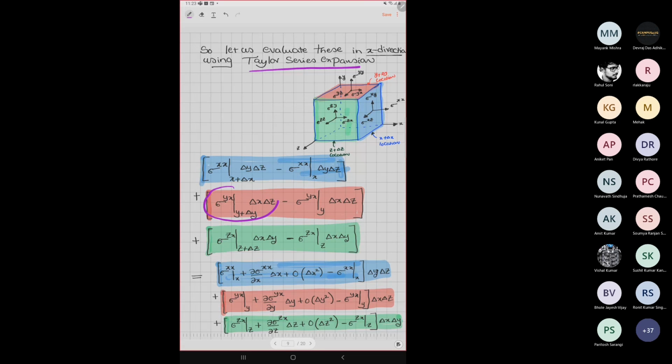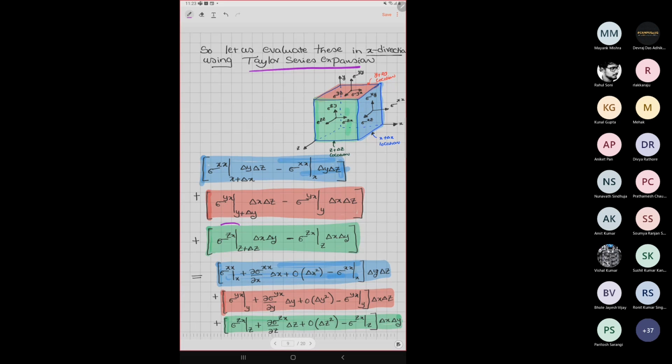This one. Taylor series expansion is sigma yx at y plus del sigma yx by del y multiplied by delta y, plus higher order terms, minus sigma yx at y, multiplied by delta x delta z. That is this term. So the second term is also done carefully. Now let us look at the third term.